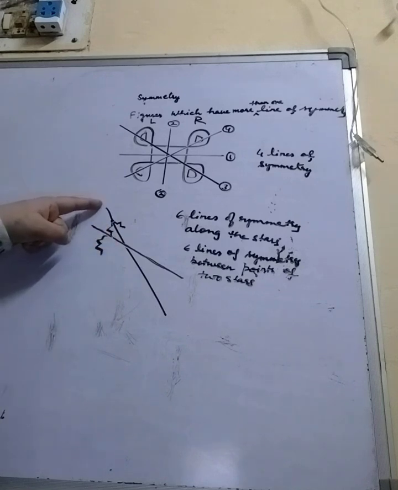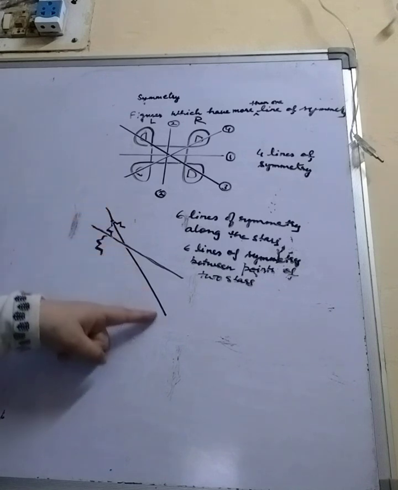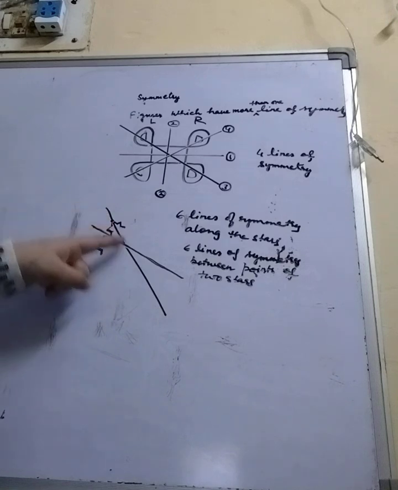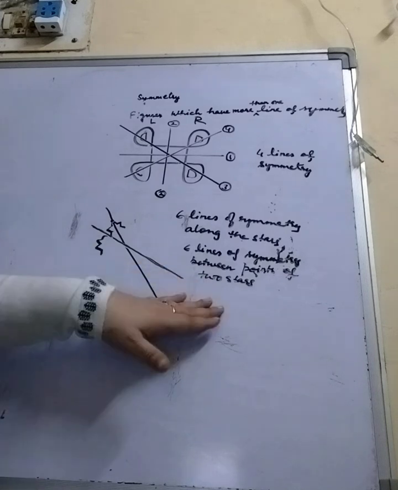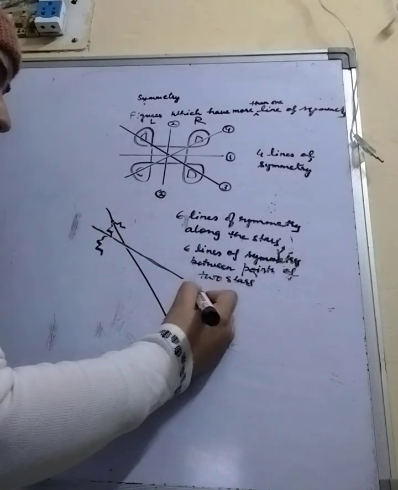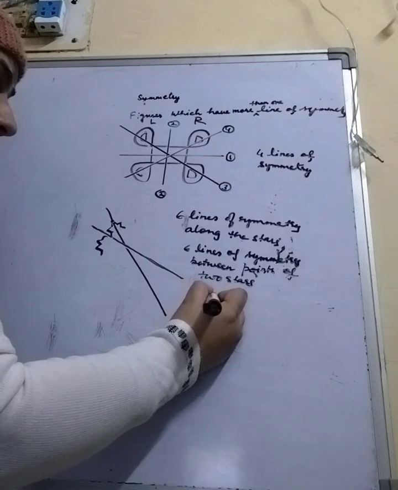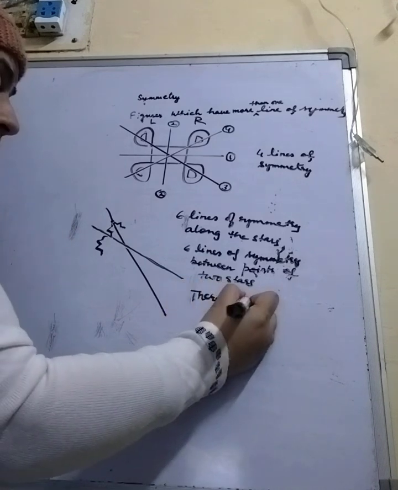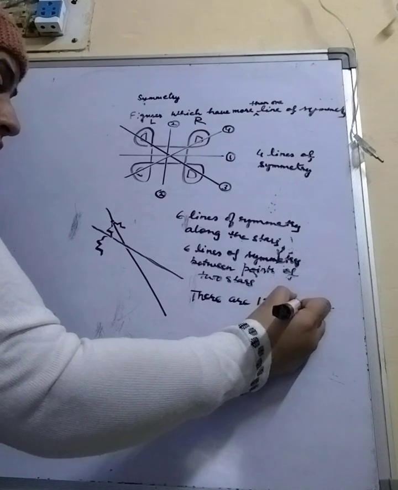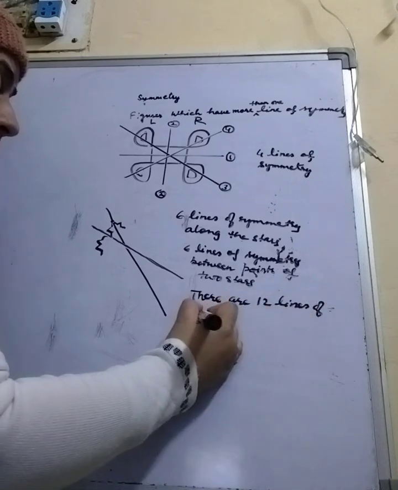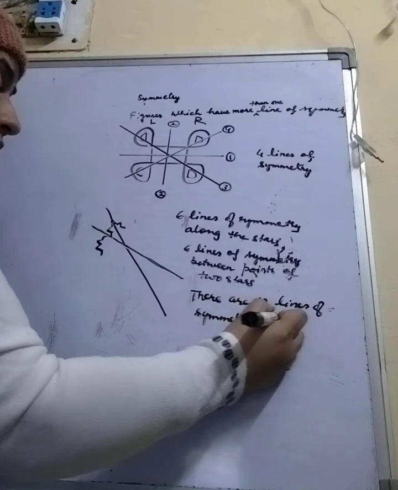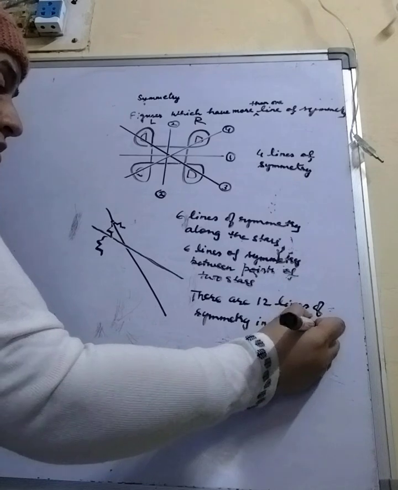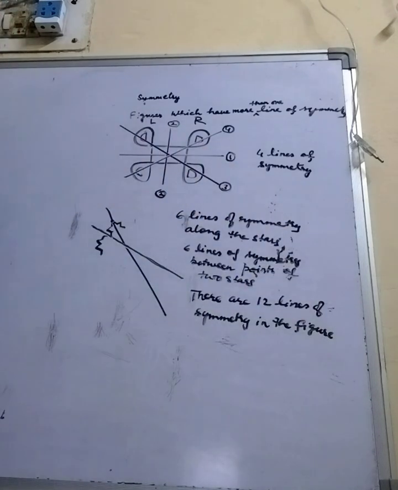And then one folding, where is it happening? It is happening from the star top. So one folding is at the star tops, and there are 6 total stars, so there would be 6 lines. So the total becomes 12 lines of symmetry in the figure. So in this way you can find the lines of symmetry.